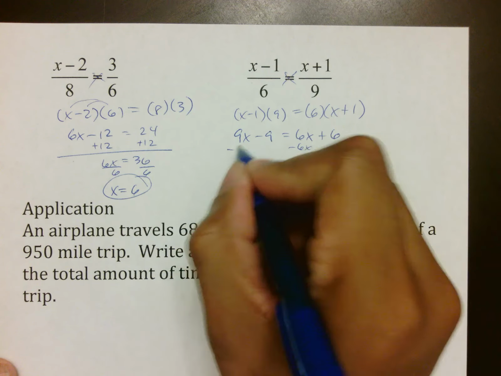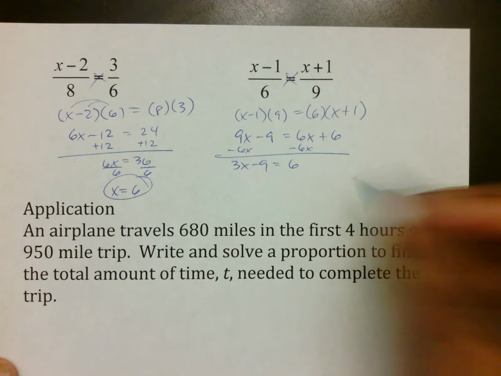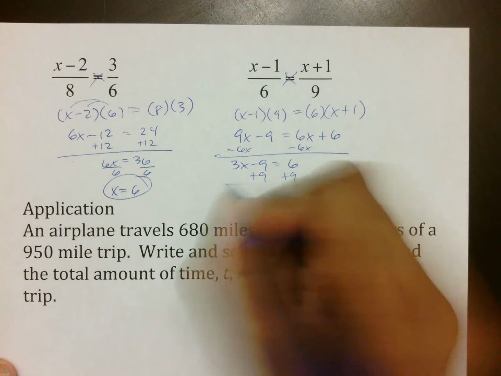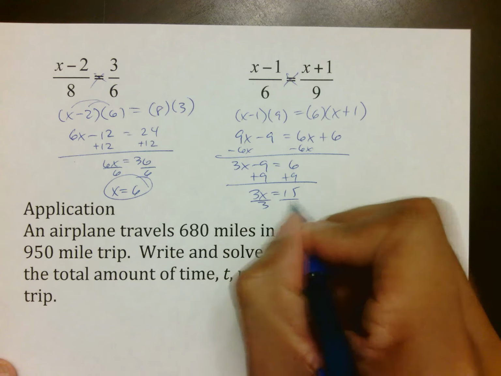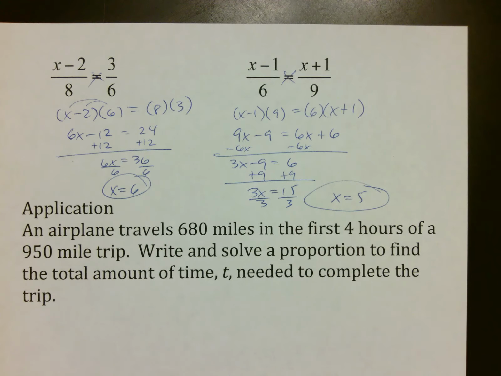have to move our 6x over here, giving us 3x minus 9 equals 6, and from there again you should be able to get home safely, where we simply add 9 to both sides, getting 3x equals 15, dividing by 3 to find out that x is 5, and going from there.